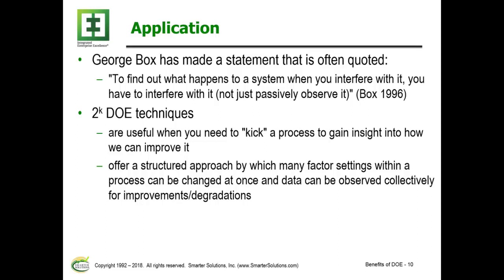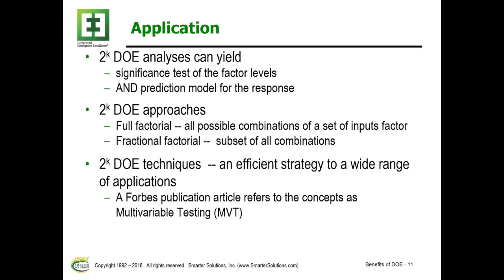So that's basically leading to design of experiments, where we're kicking the process to gain insight into what we can do to improve it. What we're looking at here is an overall approach in which many factors within a process can be changed at once and data can be observed collectively, for improvements or degradation. So in 2K DOE analysis, 2 represents the number of levels that we're going to have for a particular factor, and K represents the number of factors we're going to look at within one design of experiment.